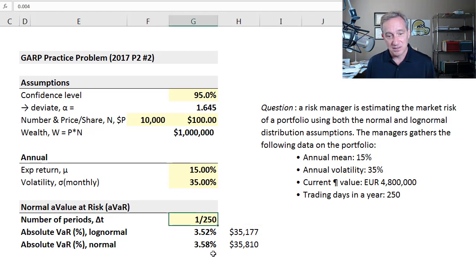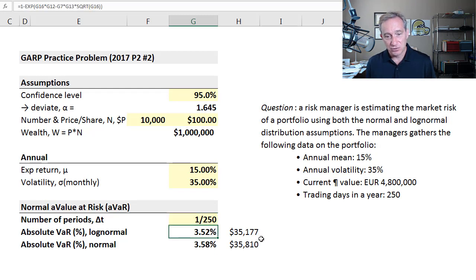So my delta T here is 1 divided by 250. If I were going from 1 day to 1 year, it would be 250 days in 1 year. I'm scaling down, so it's 1 divided by 250, or in decimal 0.004. I'm going to take the square root of that when I scale the volatility, and this is the fraction that's going to be used to scale time.